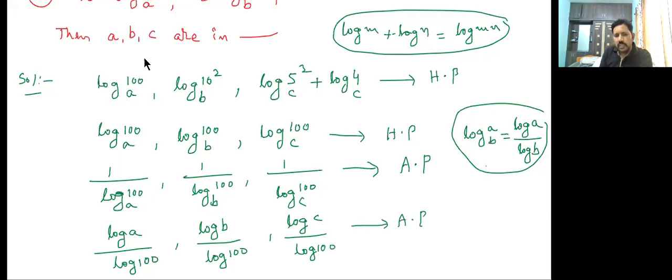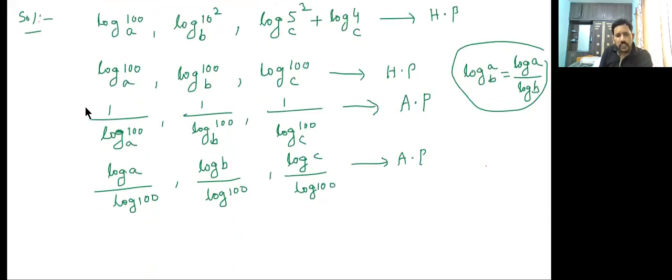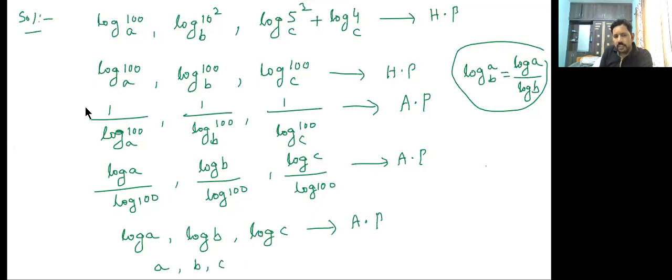In that series, any common term that is there, eliminate that. So log 100 is there in the denominator, eliminate. Remaining log A, log B, log C. These are in AP series. Again, what is their common term? Log, or not? Log also, eliminate. You will get A, comma, B, comma, C are in AP series. This is the final answer. I think, students, all of you understood now.